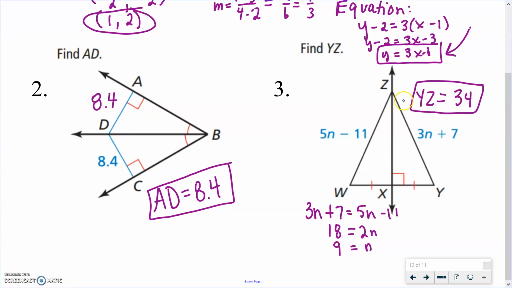And the last one here, we have the perpendicular bisectors. We know it's a bisector because these are marked the same and perpendicular here. So we know the distance from Z to W and Z to Y is the same. So we're going to set them equal, solve it for n, and then plug back in here. So 3 times 9 plus 7 should give you 34. Okay?